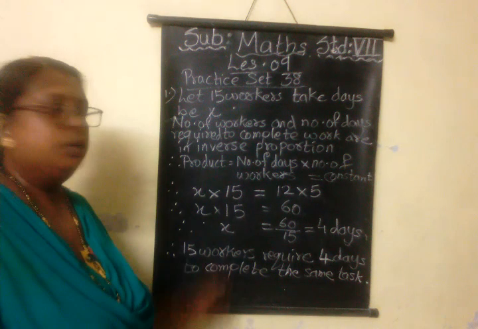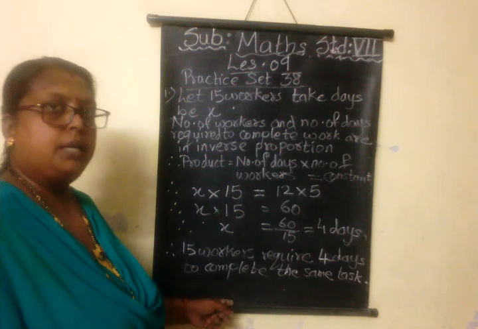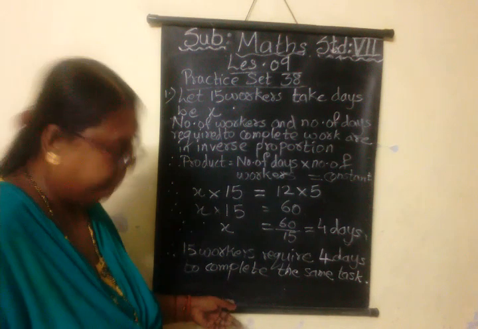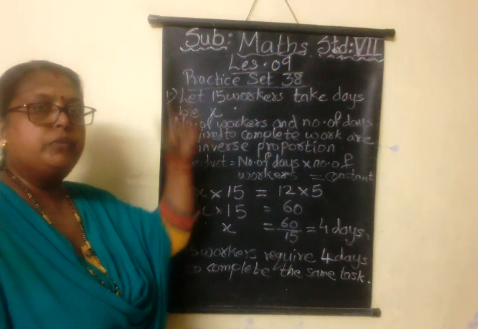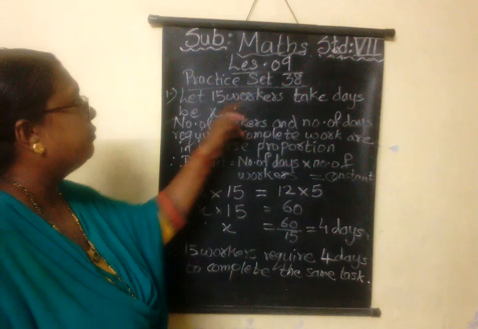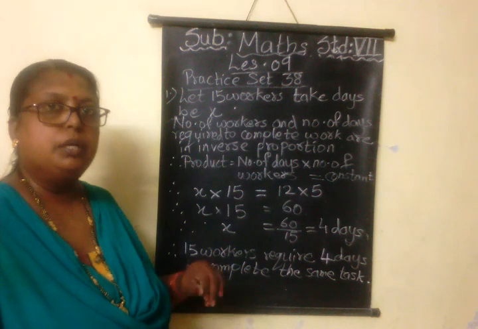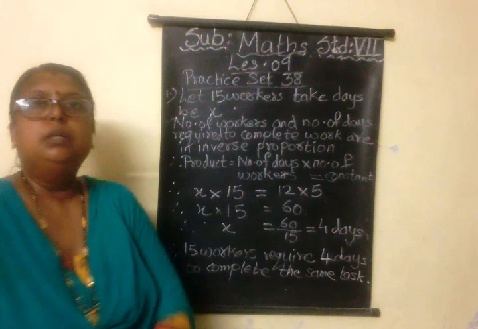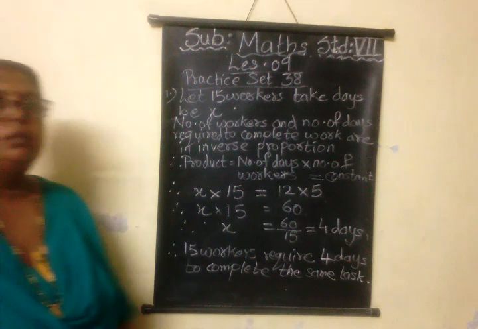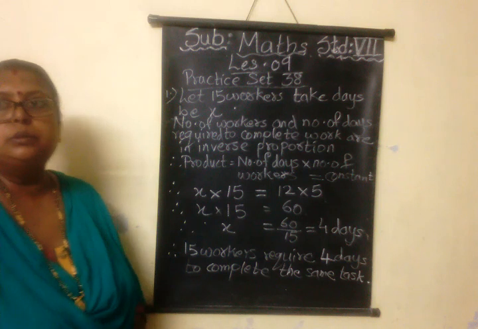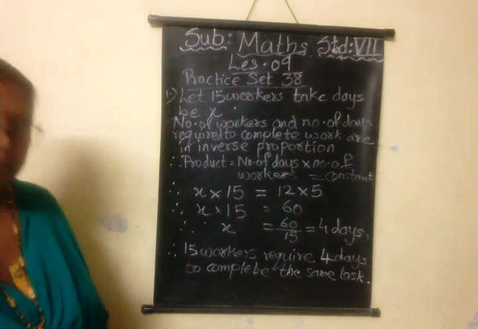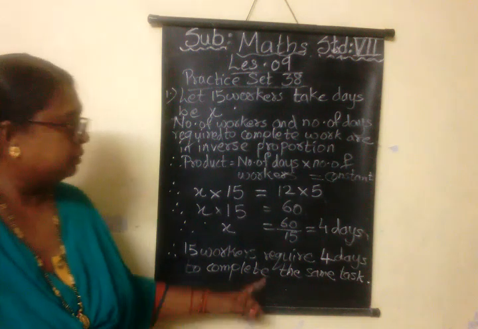Write this down again. You have to write all these things again. I have only rubbed them and written them. Okay. So first sum you have to do 2 times, one with 6 workers and another with 15 workers. Okay. Copied? Same steps are there, only change the numbers. Copied, children? This is the second.